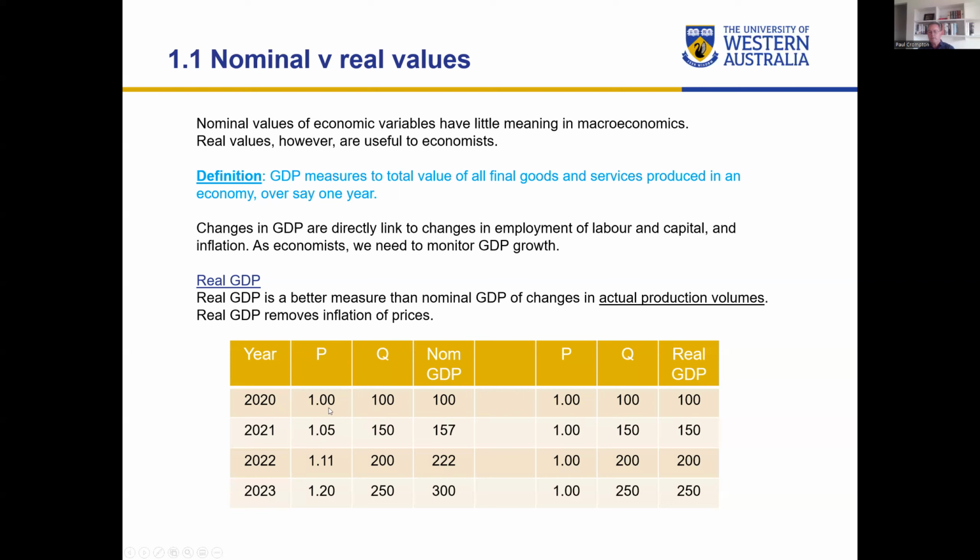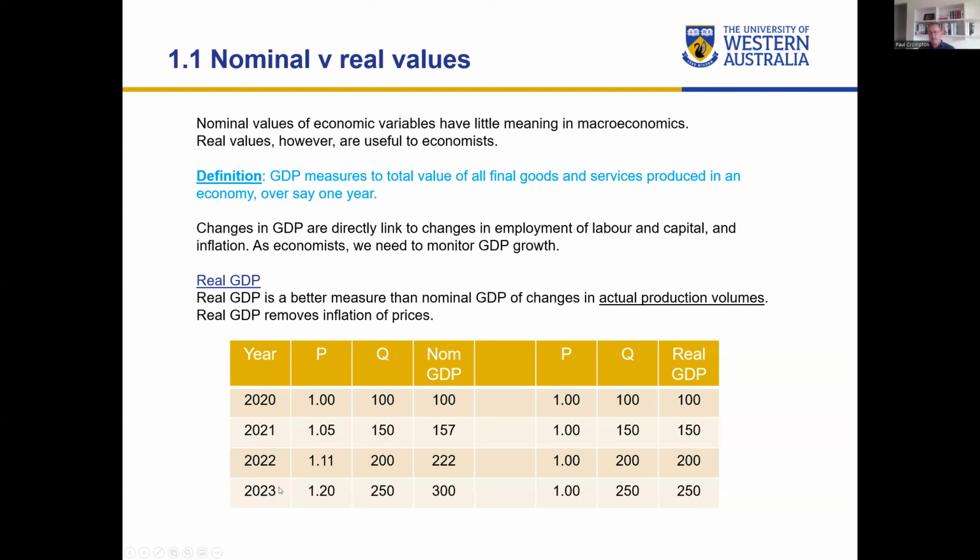The next year, the price level increased a little bit. It actually increased by 5%. And the level of output, that increased by 50% up to 150. So nominal GDP is simply P times Q. The price of food times the number of units of food produced. So we produced $157 worth of food in 2021.